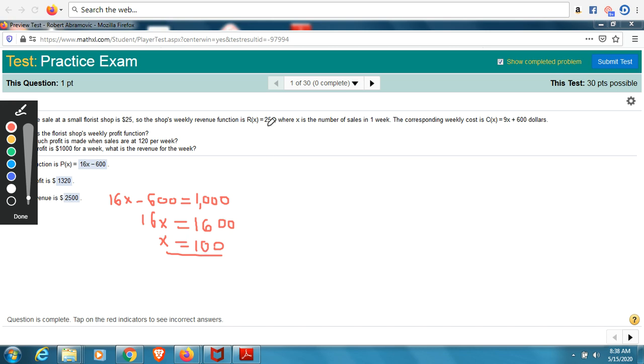So if x is 100, we plug this back into the revenue function to get R of 100, which is equal to 2,500. There we go.